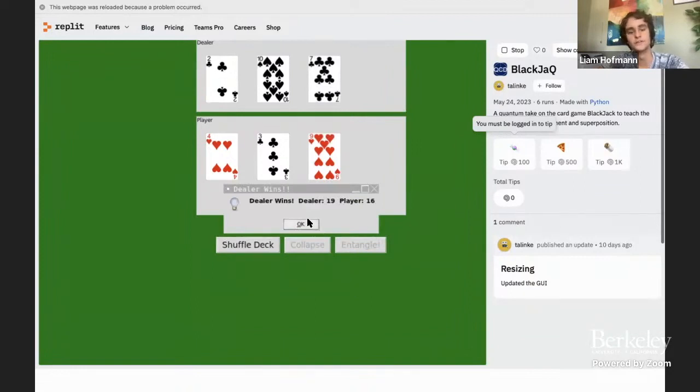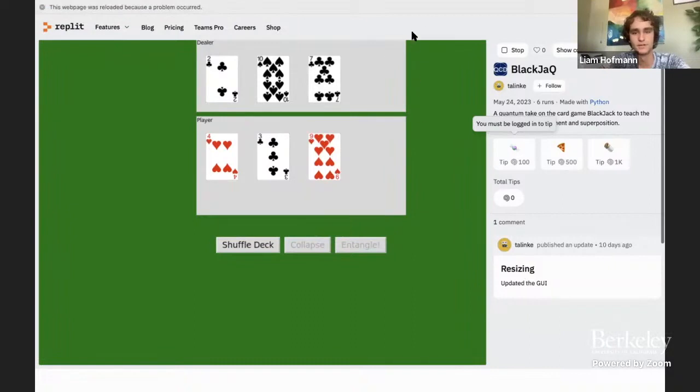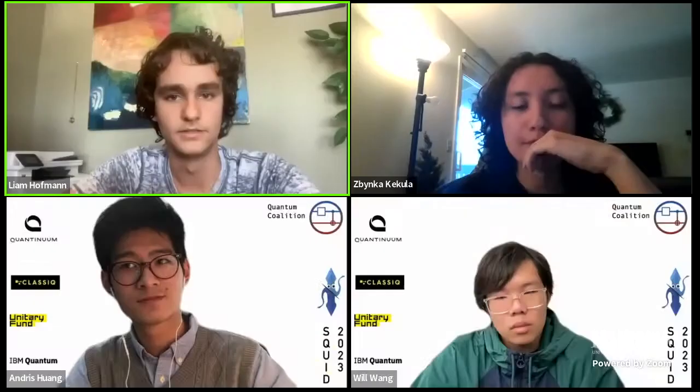So unfortunately, the dealer did manage to get 19. So you win some, you lose some. I think we did play it risky. But I think that goes to show that it's a pretty fun game. And I'll stop the share here.